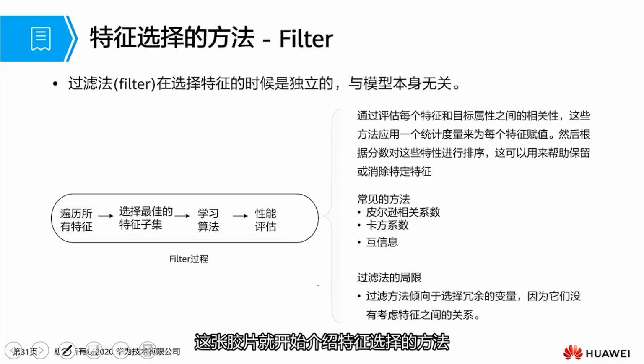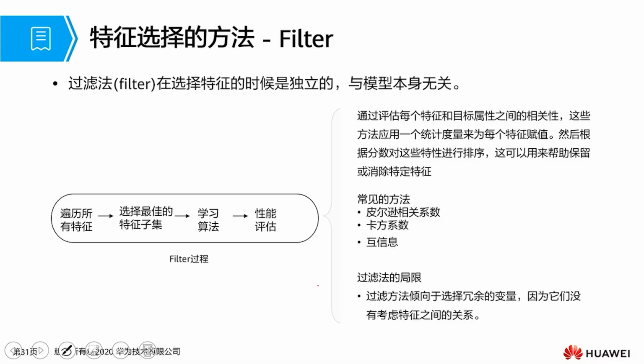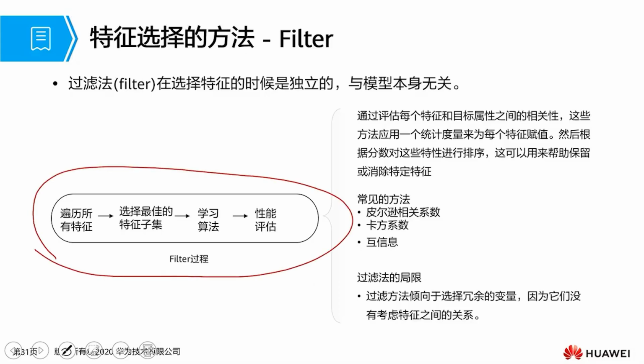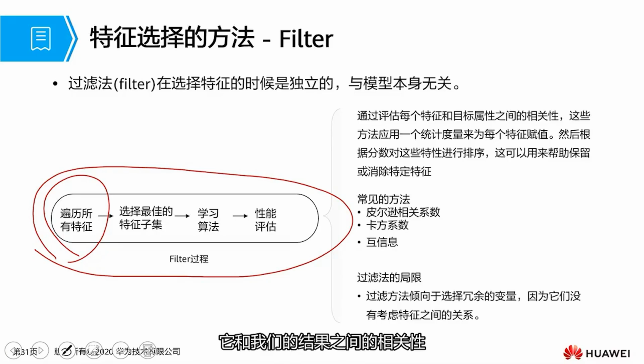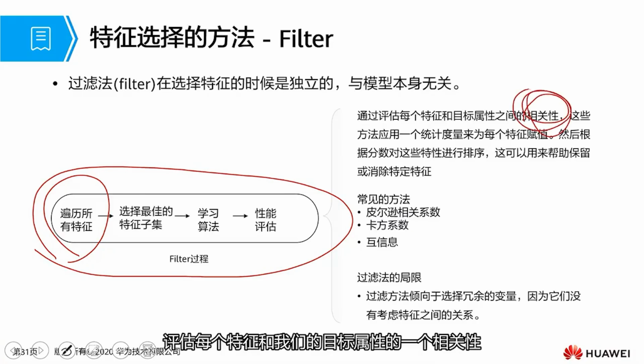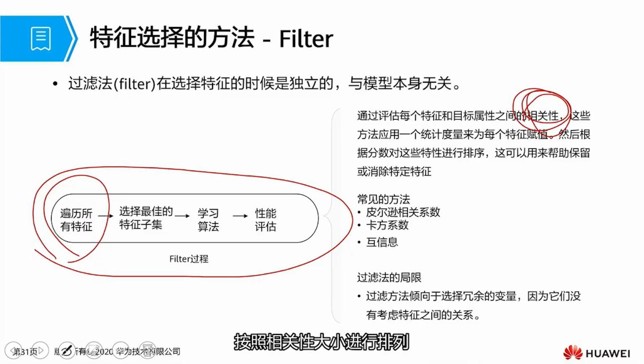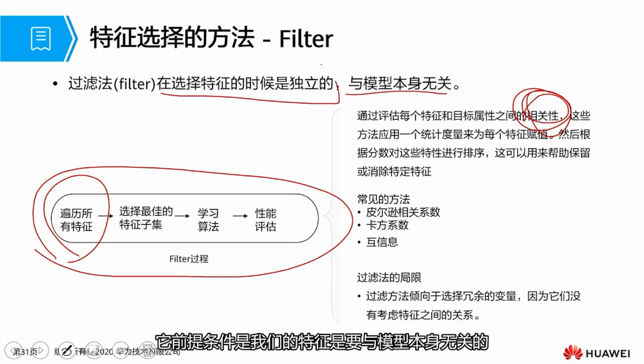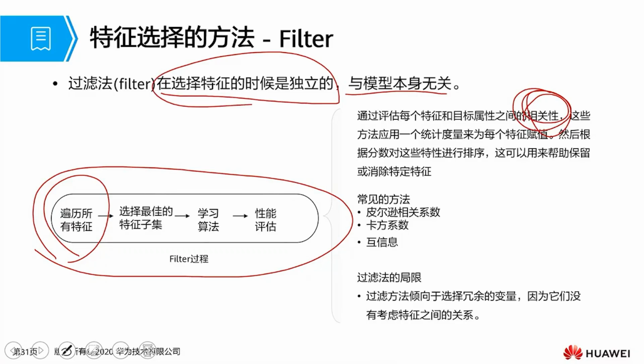Methods of feature selection. This slide begins to introduce the methods of feature selection. The first method is the filtering method. On the left is the overall process of the filtering method. It traverses all features, then finds the correlation between each feature and our results. The most important point is relevance. Assess the relevance of each feature to our target attribute, and arrange by the size of relevance. Retain highly relevant features, and select the features we need in the end. It is unrelated to the model itself. Its prerequisite is that our features should be independent of the model itself.